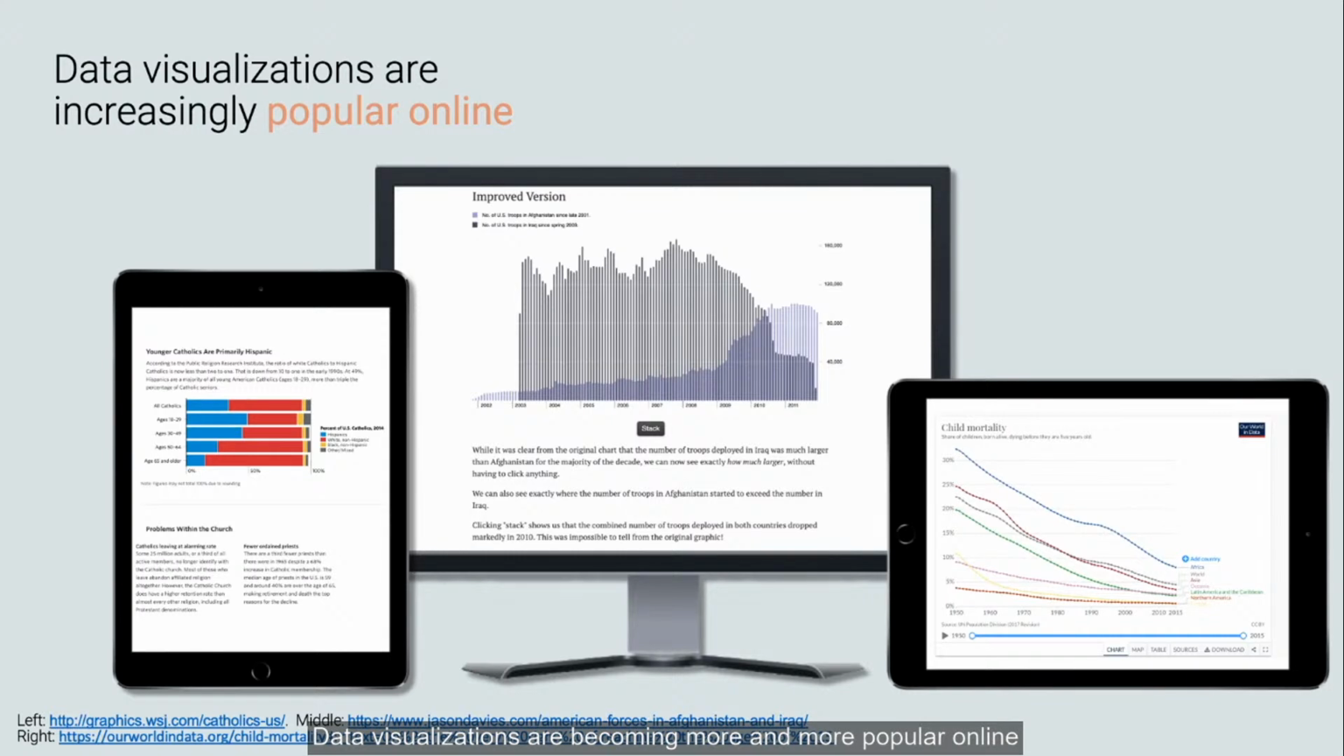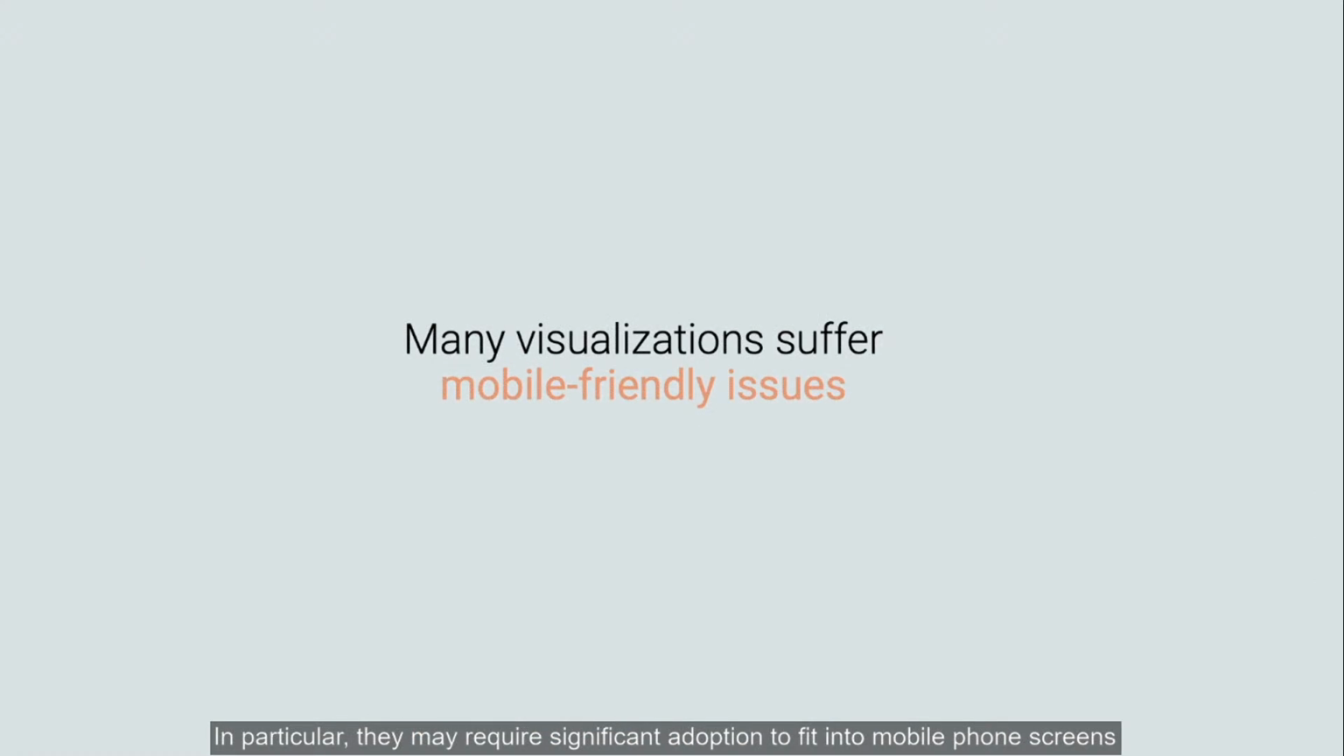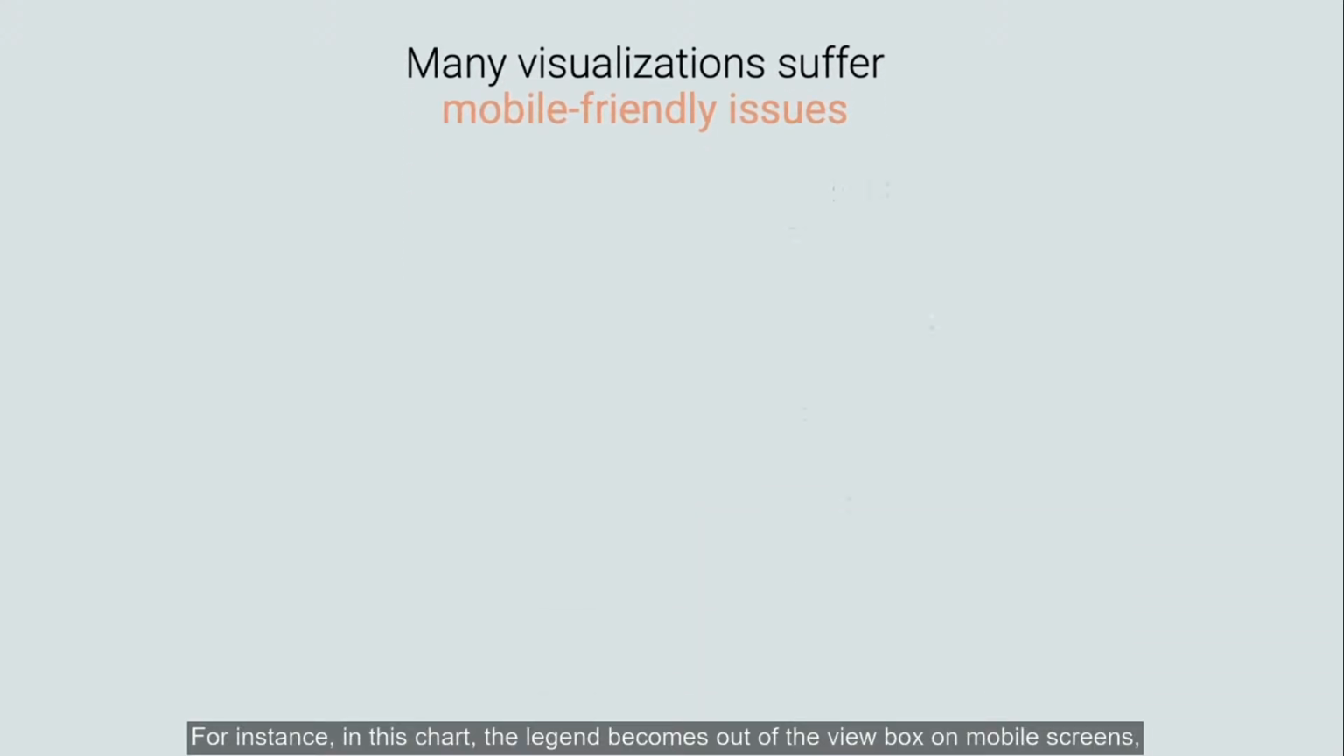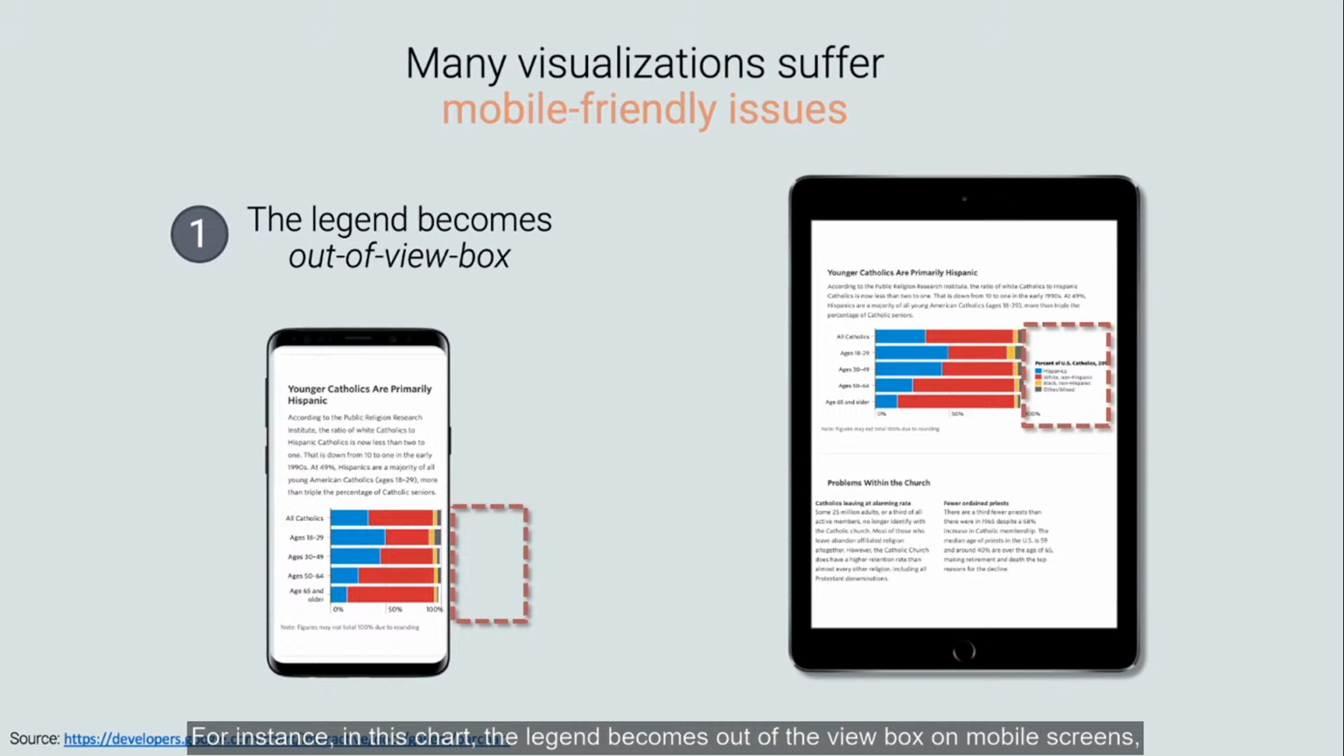Data visualizations are becoming more and more popular online, for example in social media and news articles. They are a powerful tool to tell stories and convey insights. However, this means that people are now frequently looking at data visualizations on much smaller screens than they were designed for. In particular, they may require significant adaptation to fit into mobile phone screens. For instance, in this chart, the legend becomes out of the view box on mobile screens, making the chart difficult to understand or forcing users to scroll the screen horizontally.